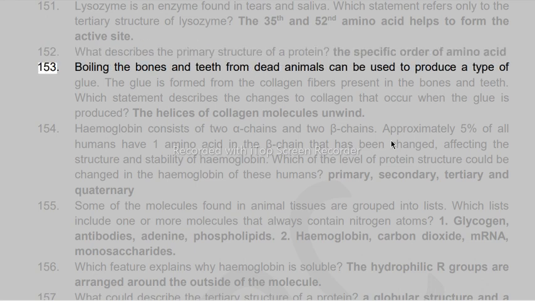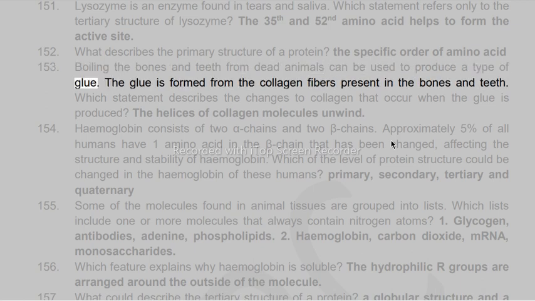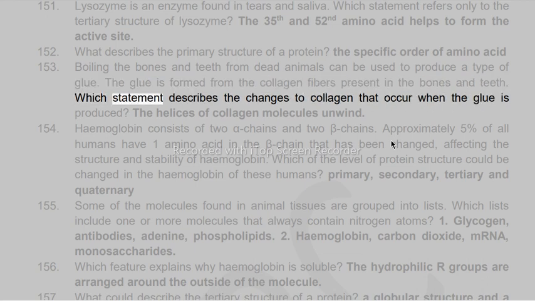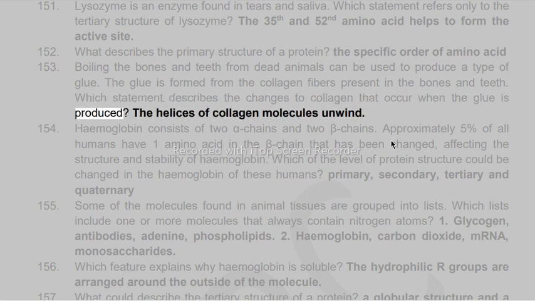153. Boiling the bones and teeth from dead animals can be used to produce a type of glue. The glue is formed from the collagen fibers present in the bones and teeth. Which statement describes the changes to collagen that occur when the glue is produced? The helices of collagen molecules unwind.